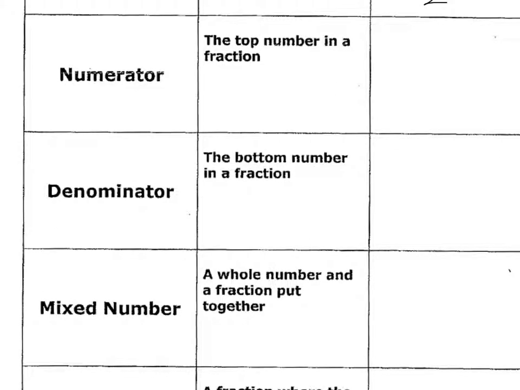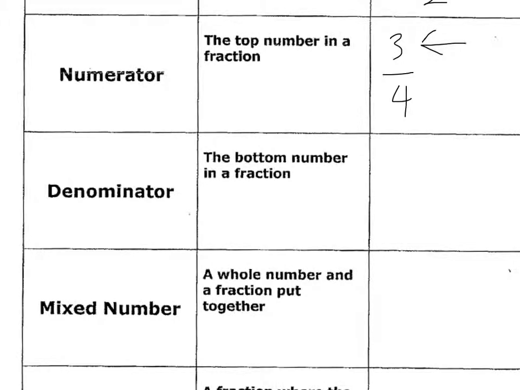Okay, next you've got numerator. The numerator is just the top number in a fraction. So if you had the fraction 3/4, what would your numerator be? Well, obviously it's on the top, so your numerator would be 3. You guys have all seen this before.